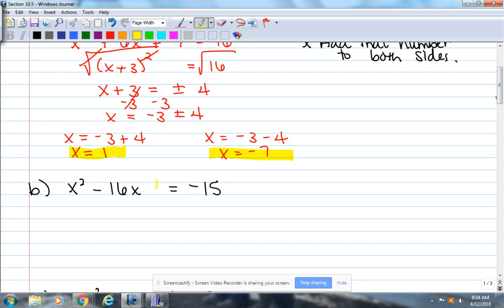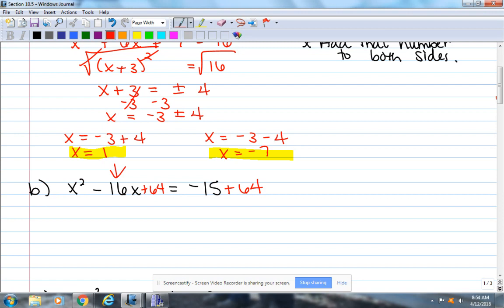All right, so we don't want it equal to 0. We want it equal to a number over there. We don't have an x with it, so it's already set up the way we want it. So then we're ready to half the b term, square it, and add it to both sides. So what's half of negative 16? Negative 8. What's negative 8 squared? 64. So I'm going to add 64 to both sides, because it's an equation. What you do to one side, you got to do the other side.